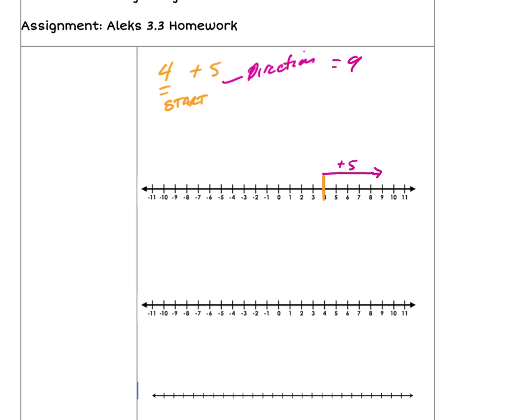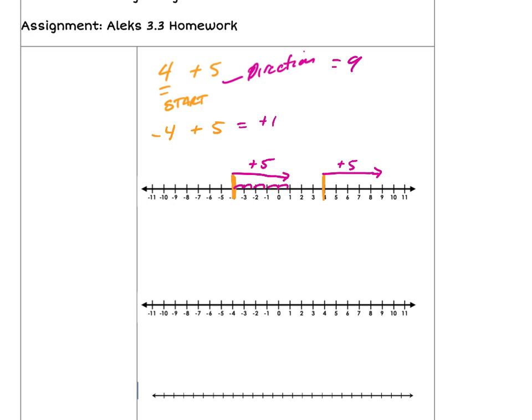But what if we had started at negative 4 plus 5? Okay, that means we're going to start over here on negative 4. But if we're adding positive 5, we go that same direction. So we're going to go 1, 2, 3, 4, 5. We want to go in this direction. That equals positive 1. And we're going to keep things really simple because we just added 5, right?